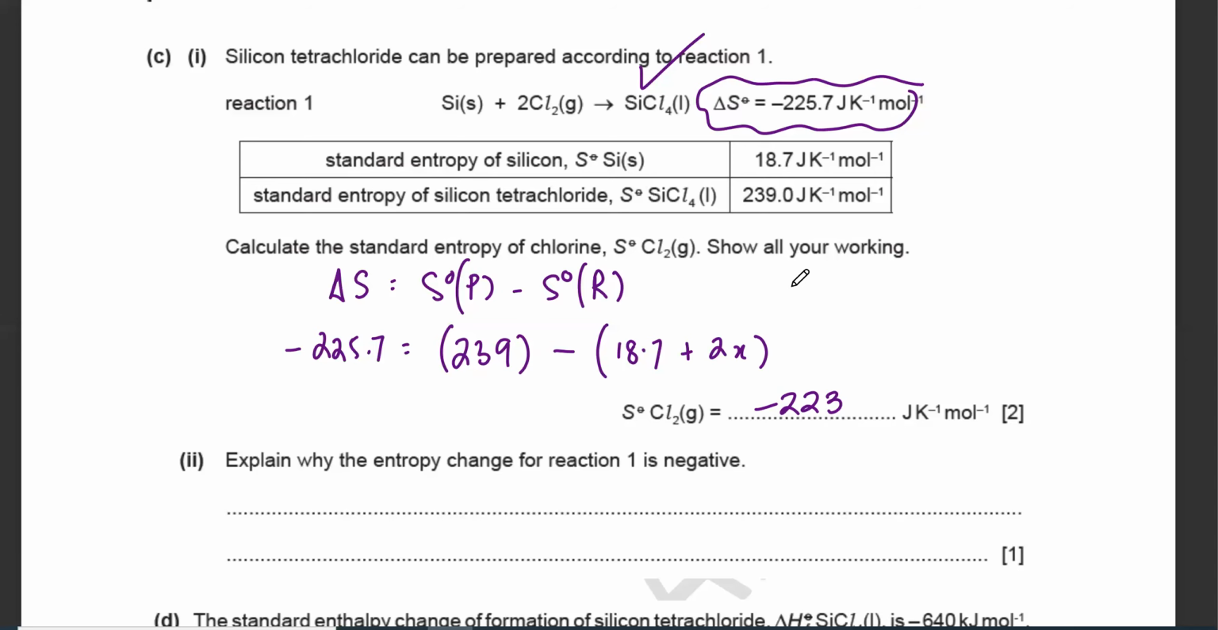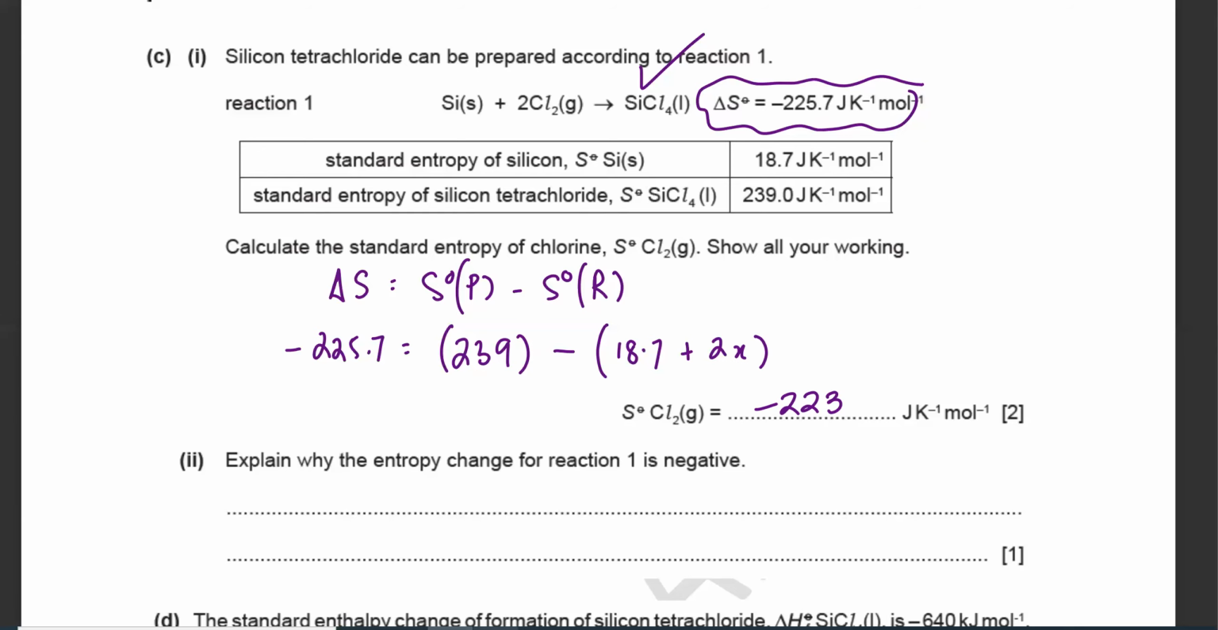You can either be asked to find the delta S, or using that delta S, you can be asked to find the entropy of a substance. So it could be both ways. So this formula is clear, right? Is it clear to everyone? Yes, sir.